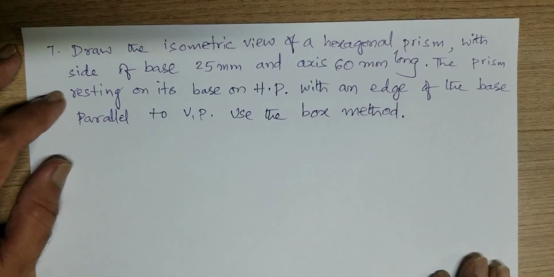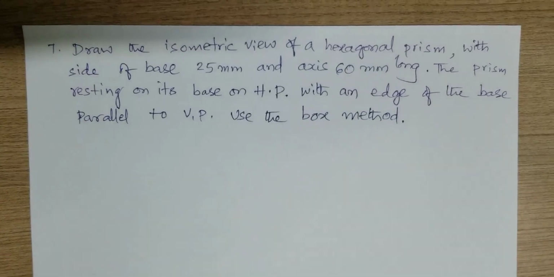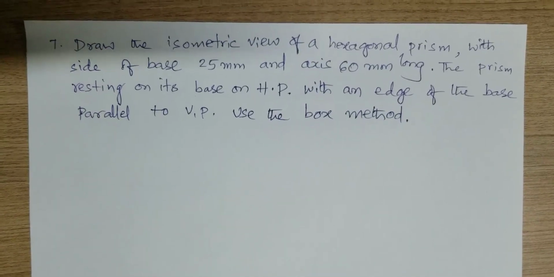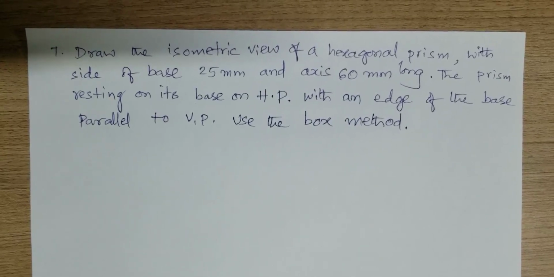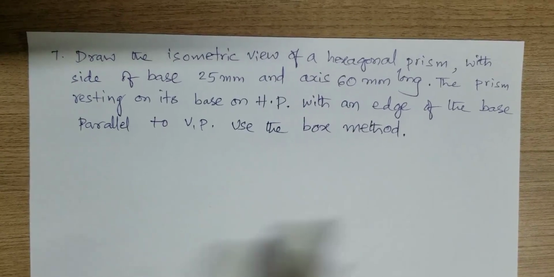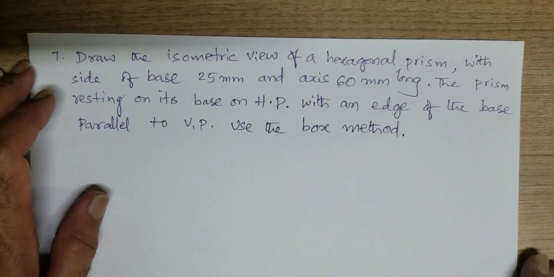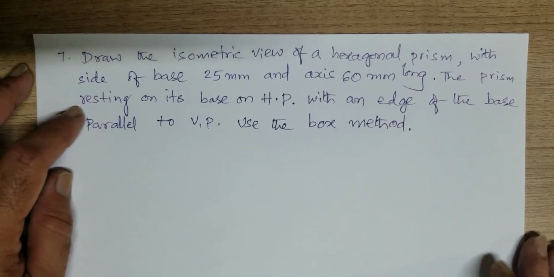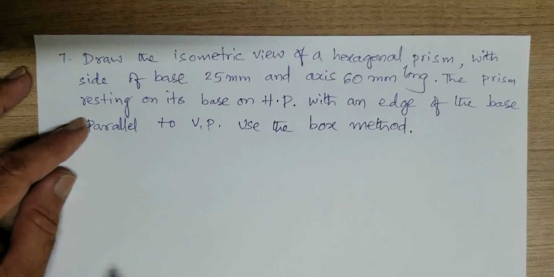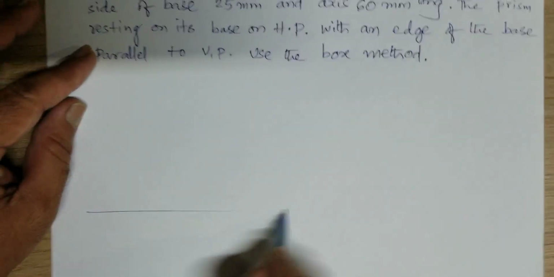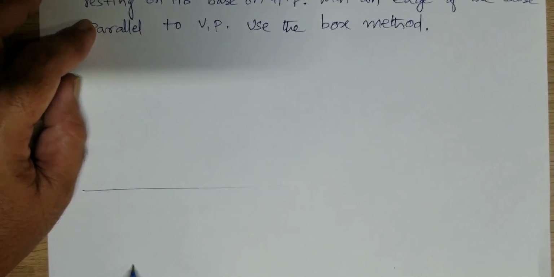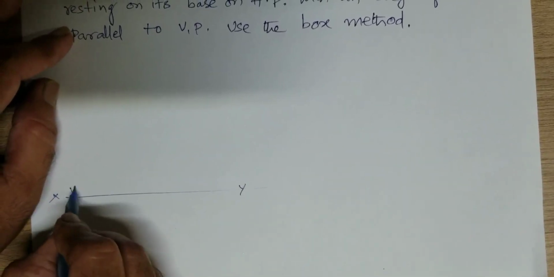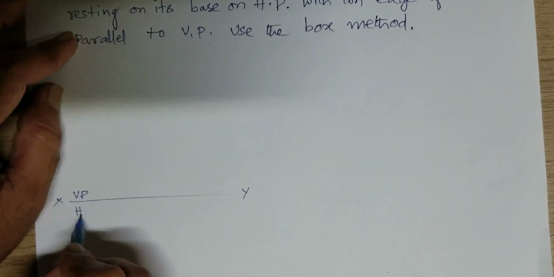Use the box method. Generally, whatever the solid, we are about to write it by this box method only. It is a hexagonal prism. First of all, we have to write the hexagonal prism in orthographic view. So, this is the hexagonal prism. I am writing here the XY line in orthographic view. It is a vertical plane and it is a horizontal plane.